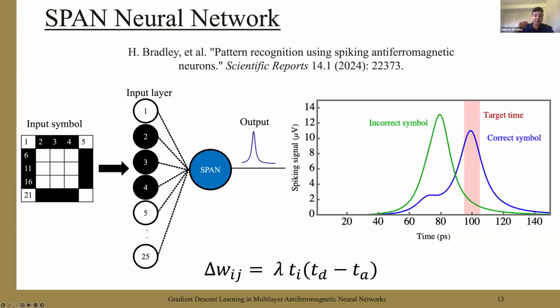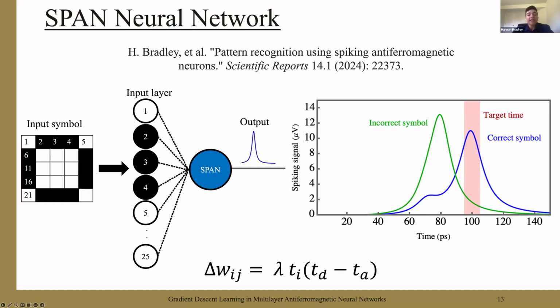In a recent paper that legitimately just got published last week, we trained AFM neurons for pattern recognition using this supervised learning algorithm called Spike Pattern Association Neuron, or SPAN. The SPAN algorithm uses the difference between the actual spike time of the neuron and the desired spike time to update the weights. The use of this SPAN algorithm resulted in a one-layer neural network with a single output neuron that was able to recognize symbols by outputting a spike at a target time. This was the first example of training AFM neurons for pattern recognition.